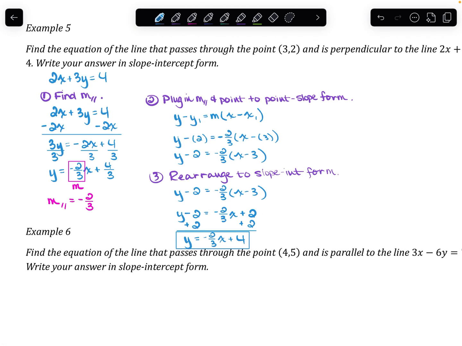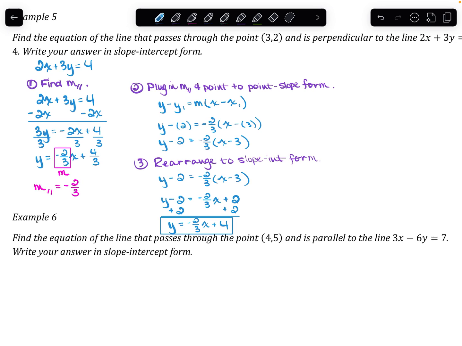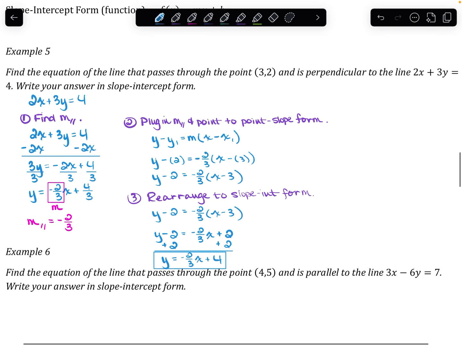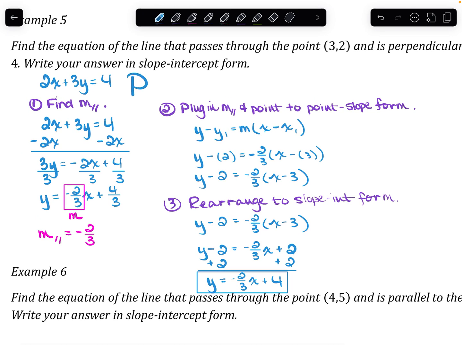All right, example 6: find the equation of the line that passes through the point (4, 5) and is parallel to the line 3x minus, oh, look at that. Oh, I just did parallel. So there's your little bonus. I'm going to put a little note here. Parallel. See, words are important. I did parallel. Okay, so perpendicular.